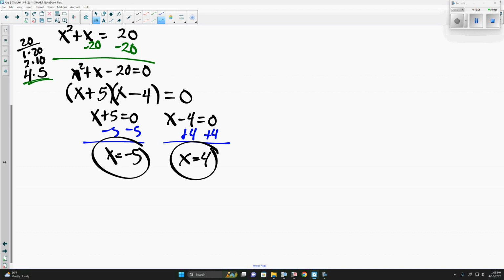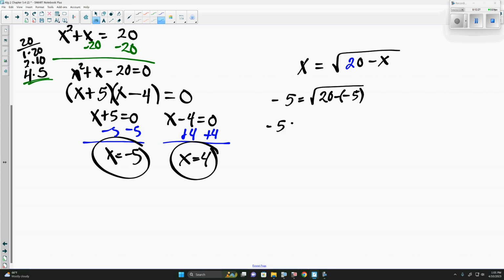If we were to guess, which one do we think would not work? Negative 5. Because if we look back at the original problem, x is equal to the square root of 20 minus x. With negative 5, we have negative 5 is equal to the square root of 20 minus negative 5. We'll still have negative 5 on the left. If we plug this into the calculator, the negative and negative would make a plus, which would be 25, and the square root of 25 is 5.